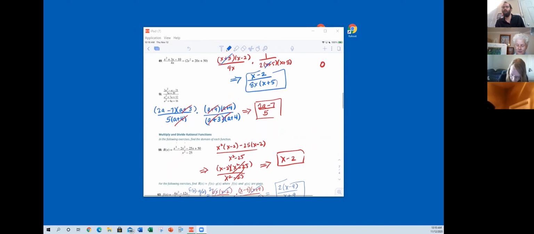And then 51 looks horrible. So you just take the top fraction and multiply by the reciprocal of the bottom fraction. Since we'd already factored all of those, all we have to do now is start canceling common factors. And we're left with 2a minus 7 over 5a plus 5 over 5, just over 5, because the a plus 4 did cancel out.